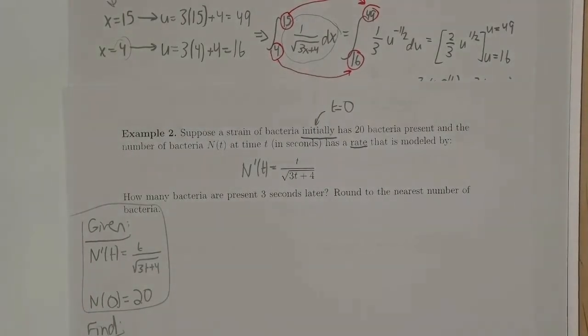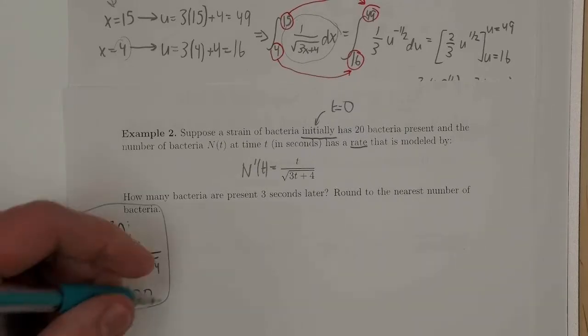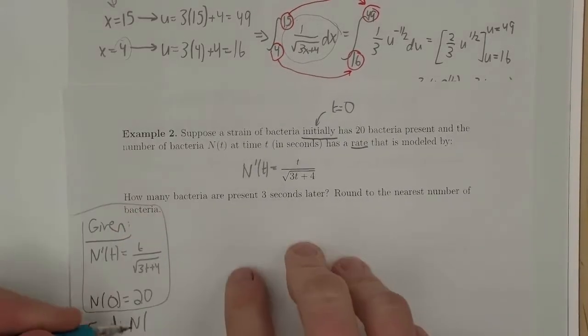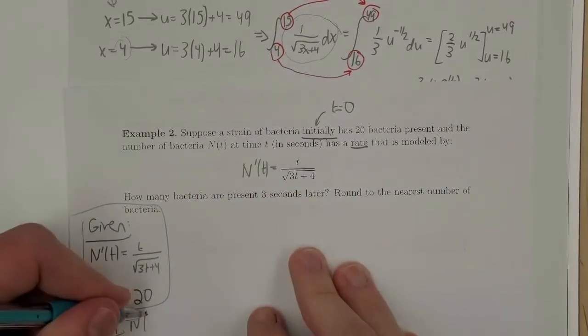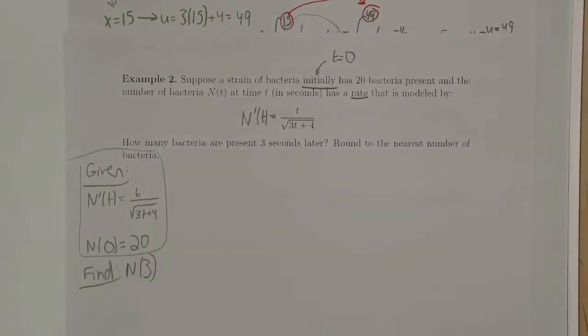Based on what the problem's asking, what are we trying to find? We need to find what numerical value? Got to find N of 3, right? And so we have to find the number of bacteria modeled by this function here at time 3. That's the whole goal of our problem.